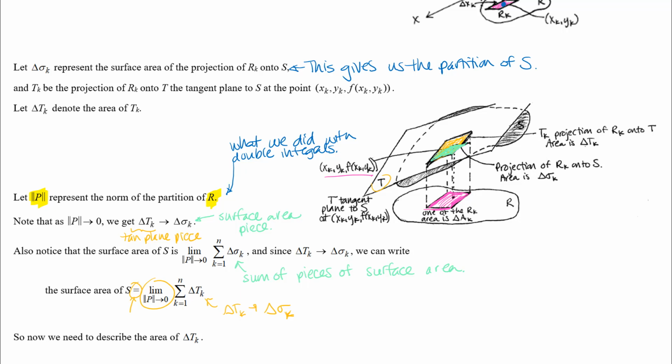Alright, so our next task is to describe the area of that tangent plane tile. The difficulty here is that in general you would expect that tile to be tipped, so it's going to have a different surface area than the area of our rectangle down in the xy plane. Alright, let's talk about how to do that.